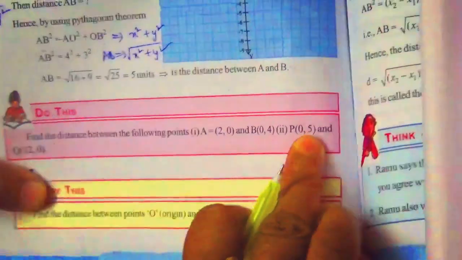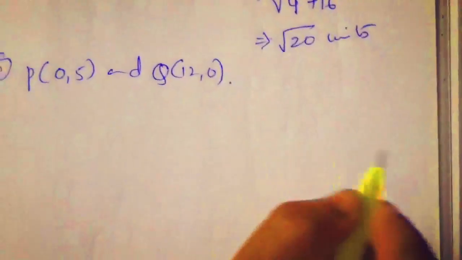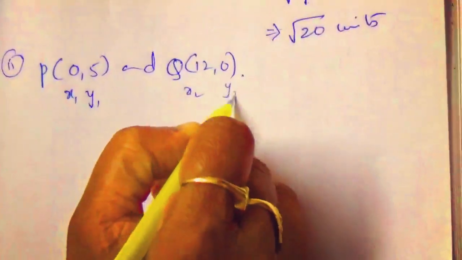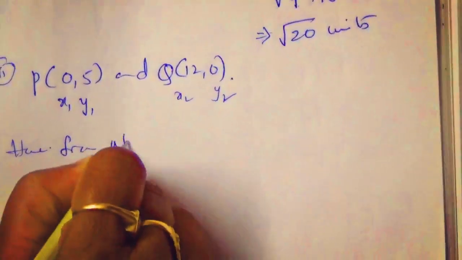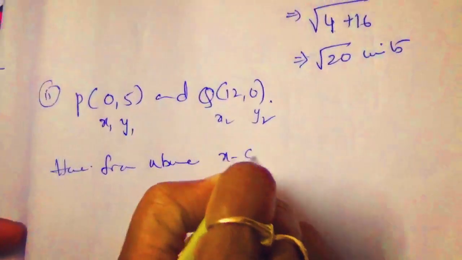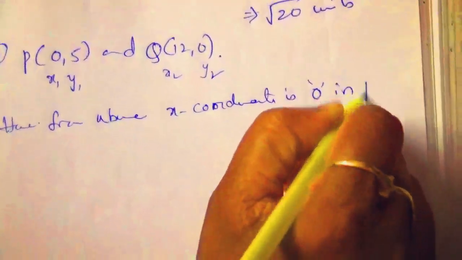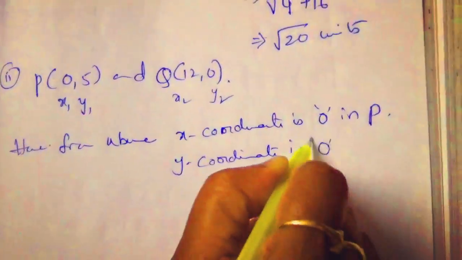What is the second sum here? The second sum: P (0, 5) and Q (12, 0). Here also the first point has x1, y1, x2, y2. Here from above, the x coordinate is 0 in P, and the y coordinate is 0 in Q.